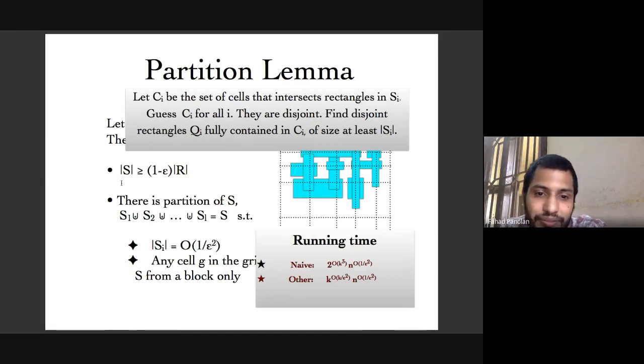So the idea is as follows. Previously I chose Ci, which is a subset of these K square cells. Now look at Si. Si contains order 1 by epsilon square rectangles. Each rectangle has 4 corners. You just guess the cells in which these 4 corners belong to. So essentially you will be guessing how many cells? 4 times order 1 by epsilon square. The moment you know these corner points, you can find out Ci.